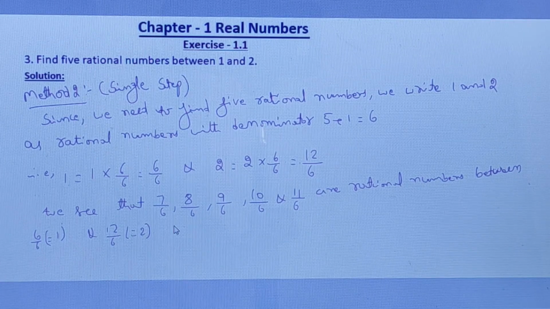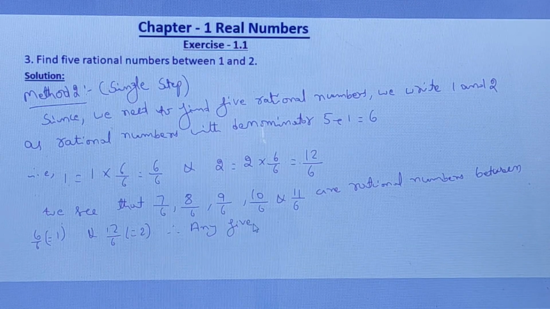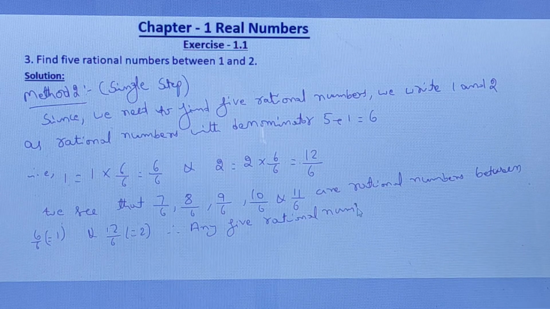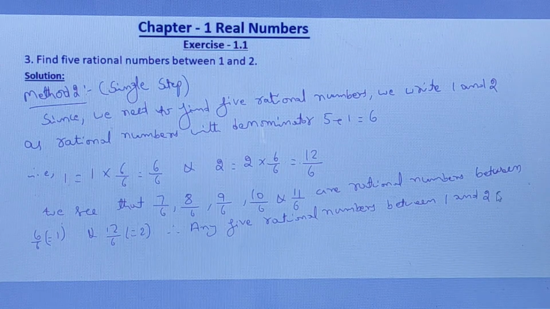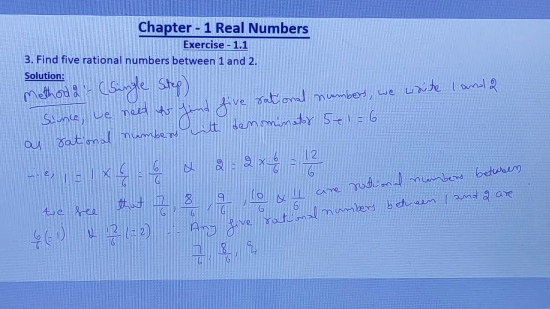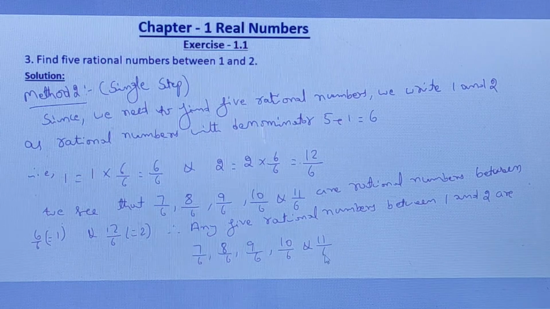Therefore, any 5 rational numbers between 1 and 2 are 7 by 6, 8 by 6, 9 by 6, 10 by 6 and 11 by 6.